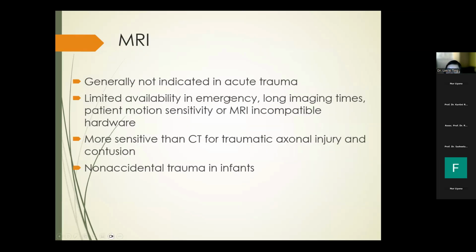So for MRI, it is generally not indicated in our acute trauma setting because of the limited availability in emergency. It has a long imaging time and is sensitive to patient motion, and some of the patients will have MRI incompatible hardware. However, it is more sensitive than the CT for certain situations, for example, traumatic axonal injury and also the contusion. It is also helpful in non-accidental trauma in infant cases.